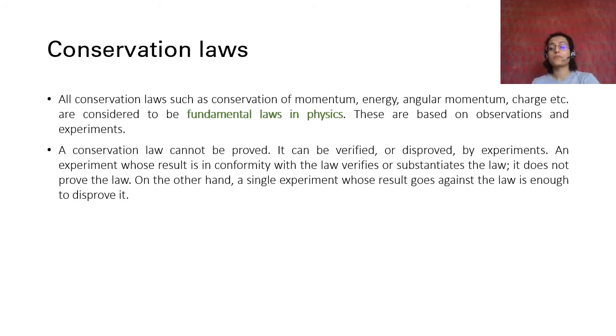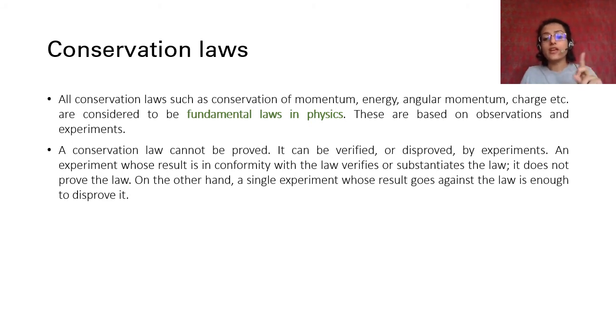What happens is they can be verified or disproved by experiments. These are so fundamental, so basic, that you don't need to prove them. If you do an experiment, you can verify that yes, this verifies the law of conservation of momentum. You cannot say it proves it. You cannot say that all of these examples that you did are proving the law of conservation of momentum. You can just say that you already know that this law exists, and it is being verified, right? An experiment whose result is in conformity with the law verifies or substantiates it. It does not prove it.